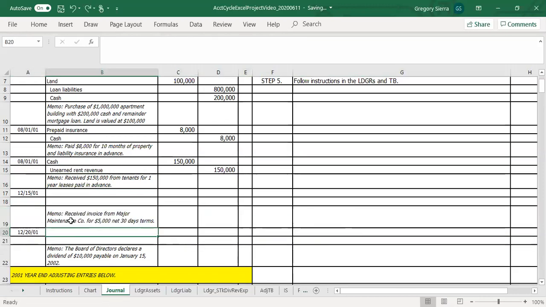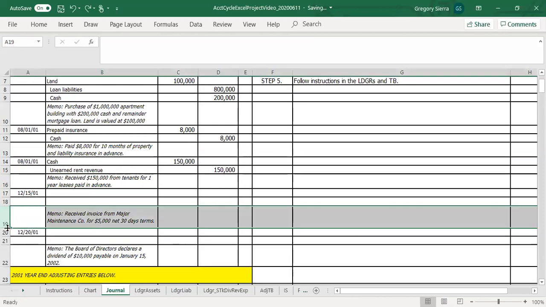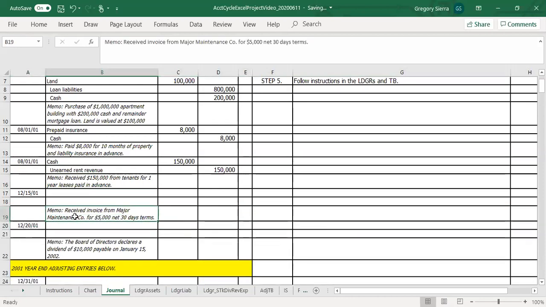12/15, received invoice from major maintenance company for $5,000, net 30-day terms. So net 30 days means we have to pay it in 30 days. We don't have to pay it till January, but we owe it. And this is going to be maintenance expense. So this is an accrual. We're recognizing the expense.